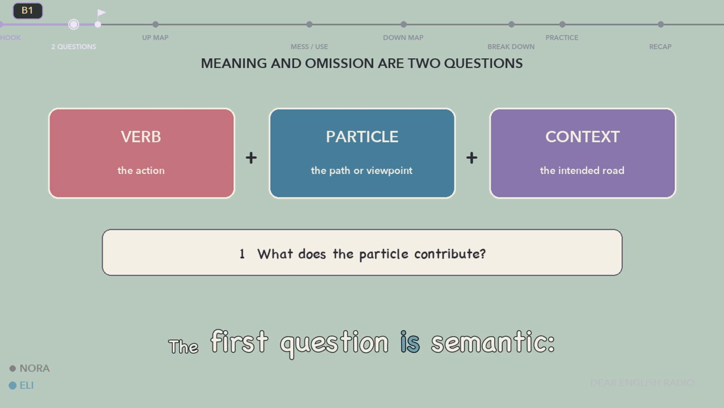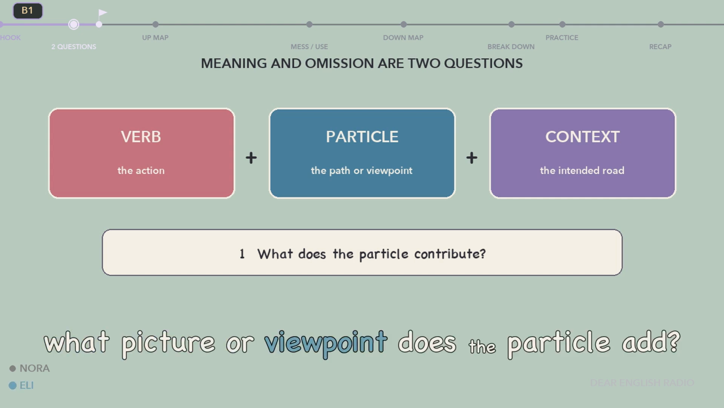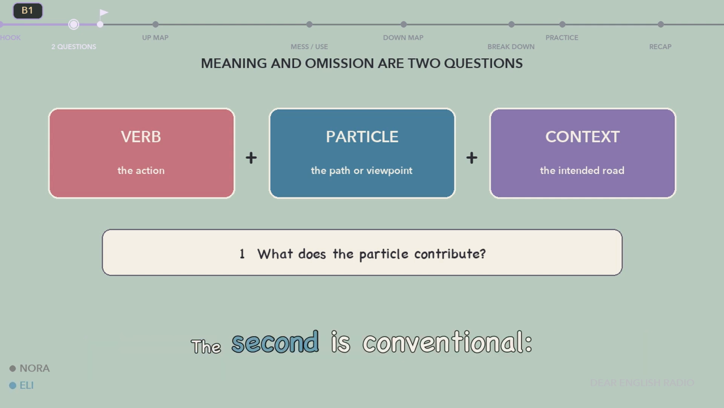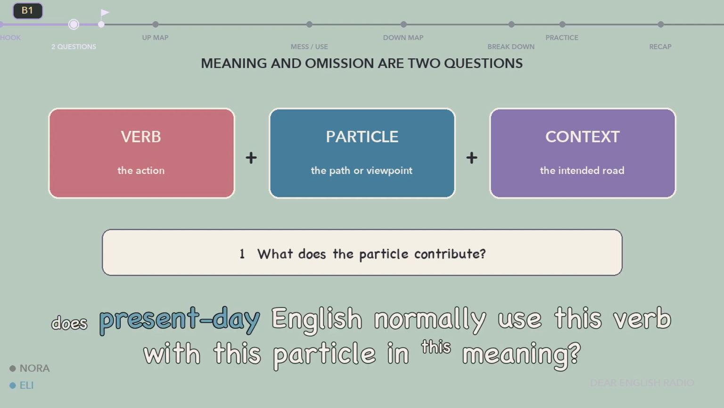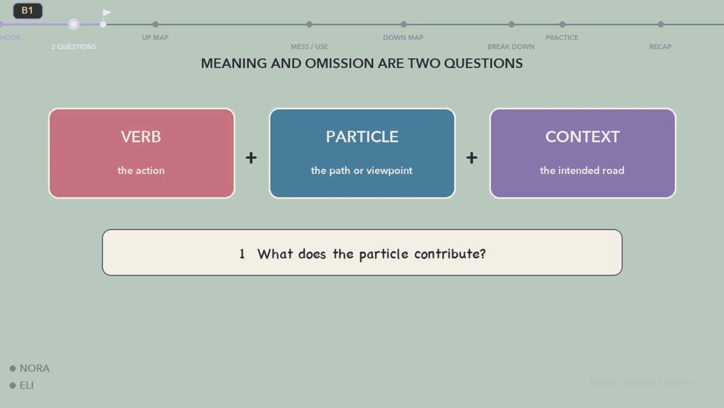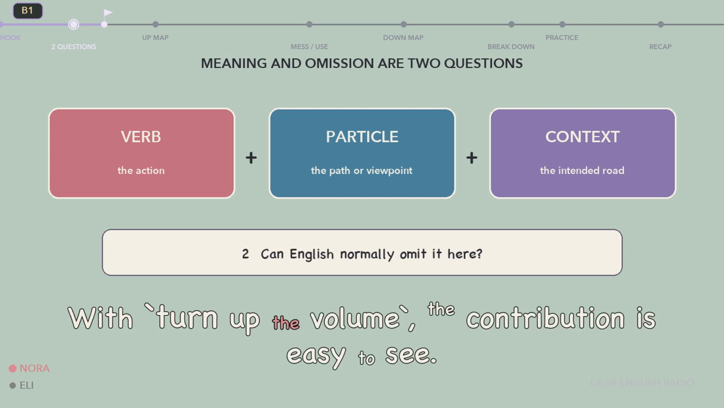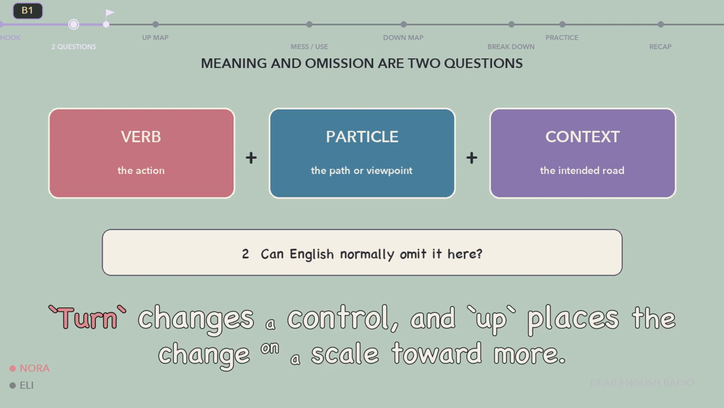The first question is semantic. What picture or viewpoint does the particle add? The second is conventional. Does present-day English normally use this verb with this particle in this meaning? With "turn up the volume," the contribution is easy to see. Turn changes a control, and up places the change on a scale toward more.